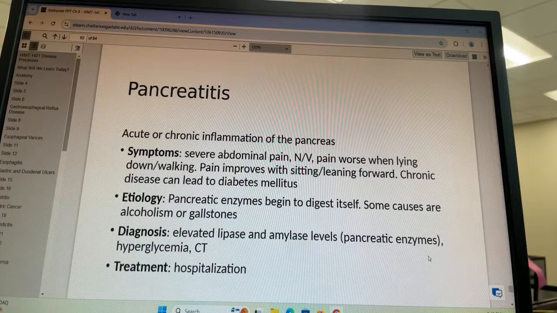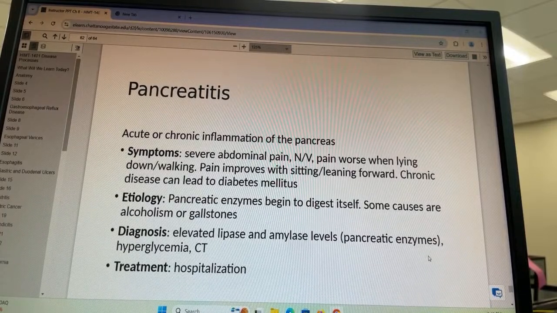Does that make sense? All right, so diagnosis, they're gonna have those elevated pancreas enzymes, right? Because when the pancreas is in distress, it's going to release the lipase and the amylase, just like the liver secretes AST and ALT, and just like the heart releases troponins when it's in distress, okay?